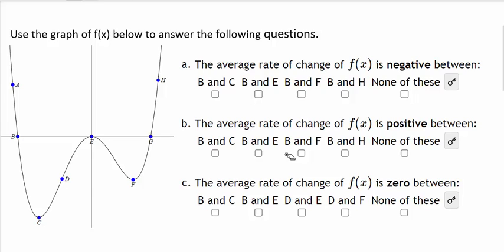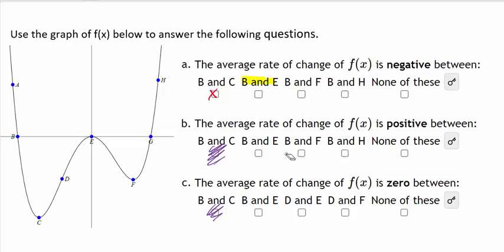So the average rate of change of the function is definitely negative between B and C, so I will check that box. I notice quickly that B and C is an interval for the next two parts, so I'm going to skip down and do those now. Since the average rate of change was negative, it can't be positive and it cannot be zero. So we won't be selecting those when we get down to those parts.